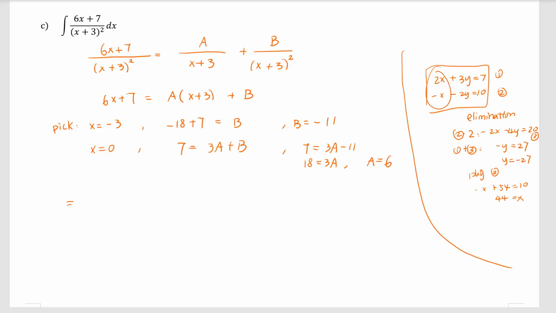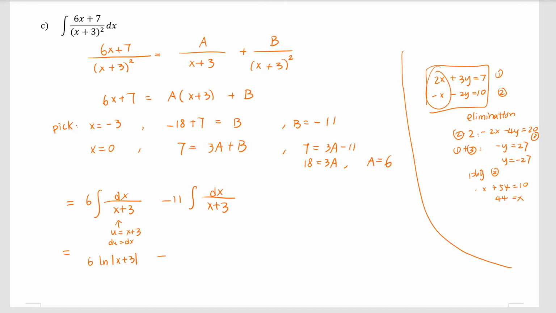Okay, so let's continue with our example. We have the integral, a is 6, so we can move the 6 outside, and then we have dx over x plus 3. B is minus 11, and then we have dx over x plus 3 squared. So here, how do we solve it? Well, here we use u substitution. U is x plus 3, and du is dx. And then this is the integral of du over u, which is just ln of the absolute value of u.